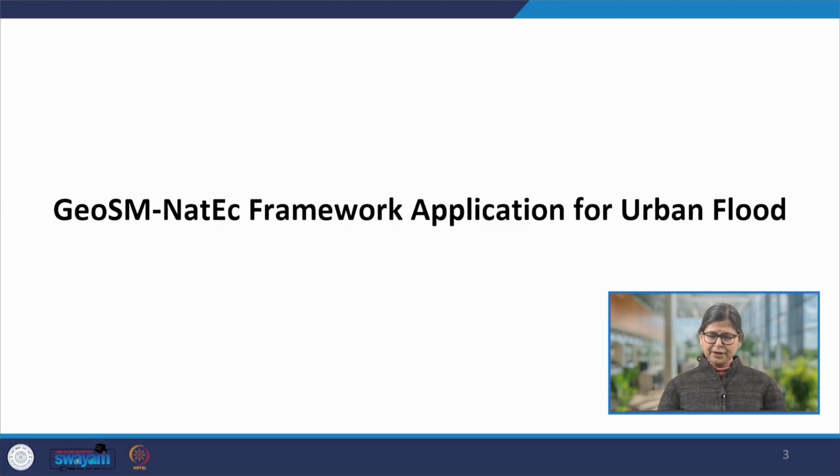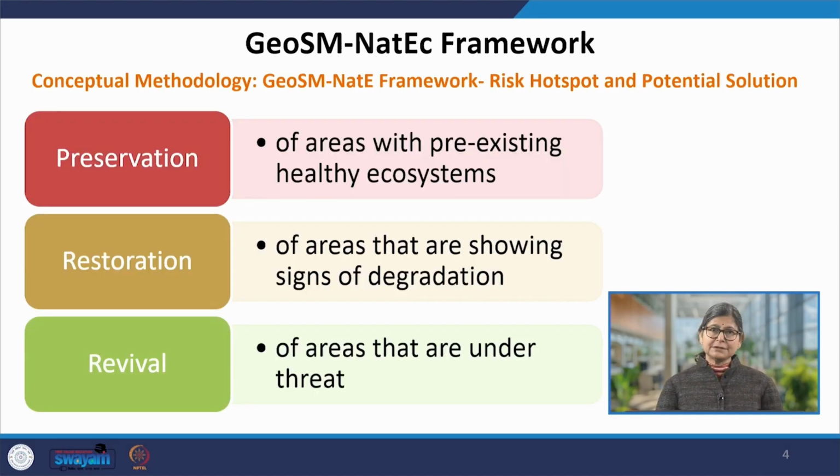So, the Geosm-Natec framework and its application for urban flood. I will start with some recap on the previous lecture, that is the Geosm-Natec framework conceptual methodology. As we have discussed, this framework helps us in risk hotspot identification and potential solution space identification. It advocates preservation of areas with pre-existing healthy ecosystems. It advocates restoration of areas that are showing signs of degradation and revival of areas that are under threat.